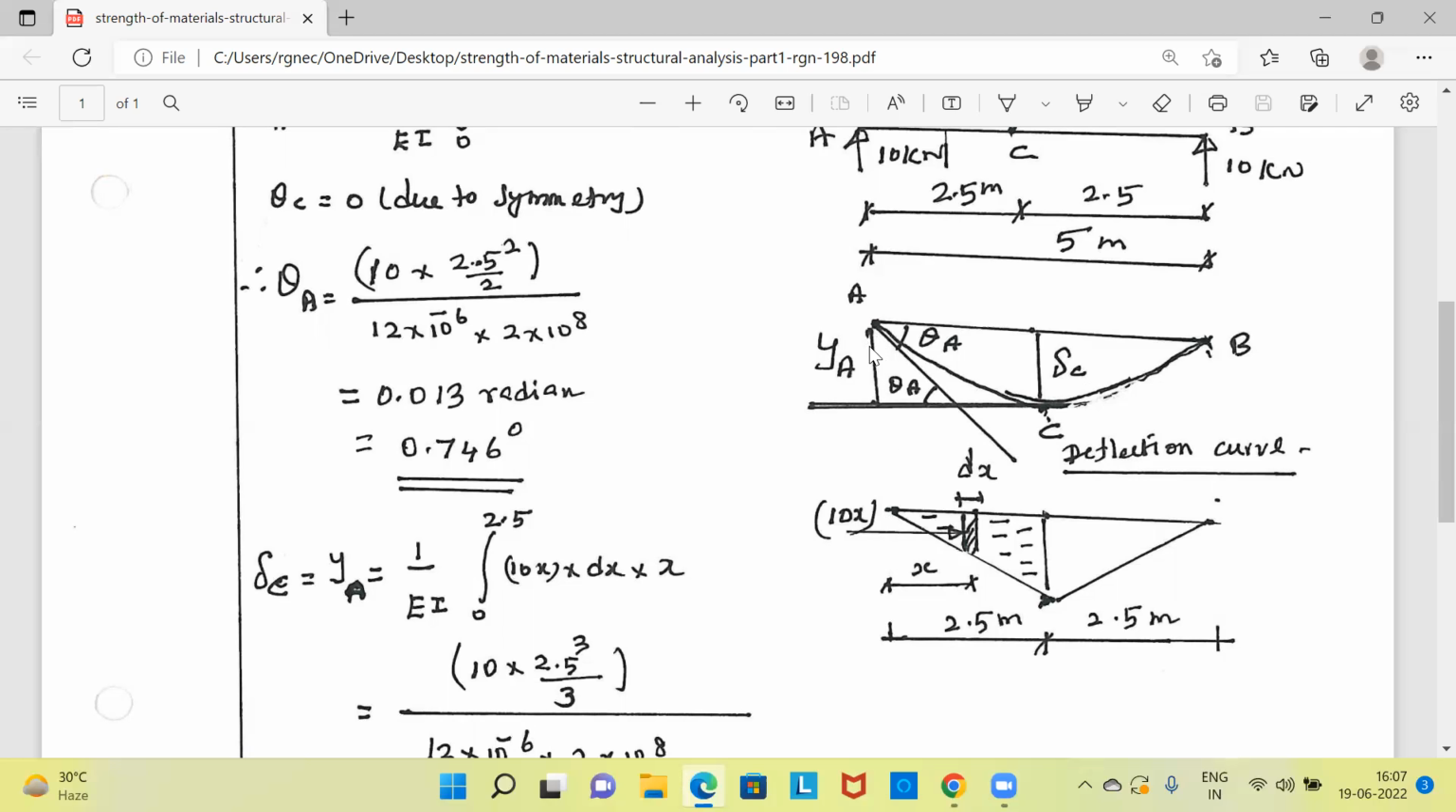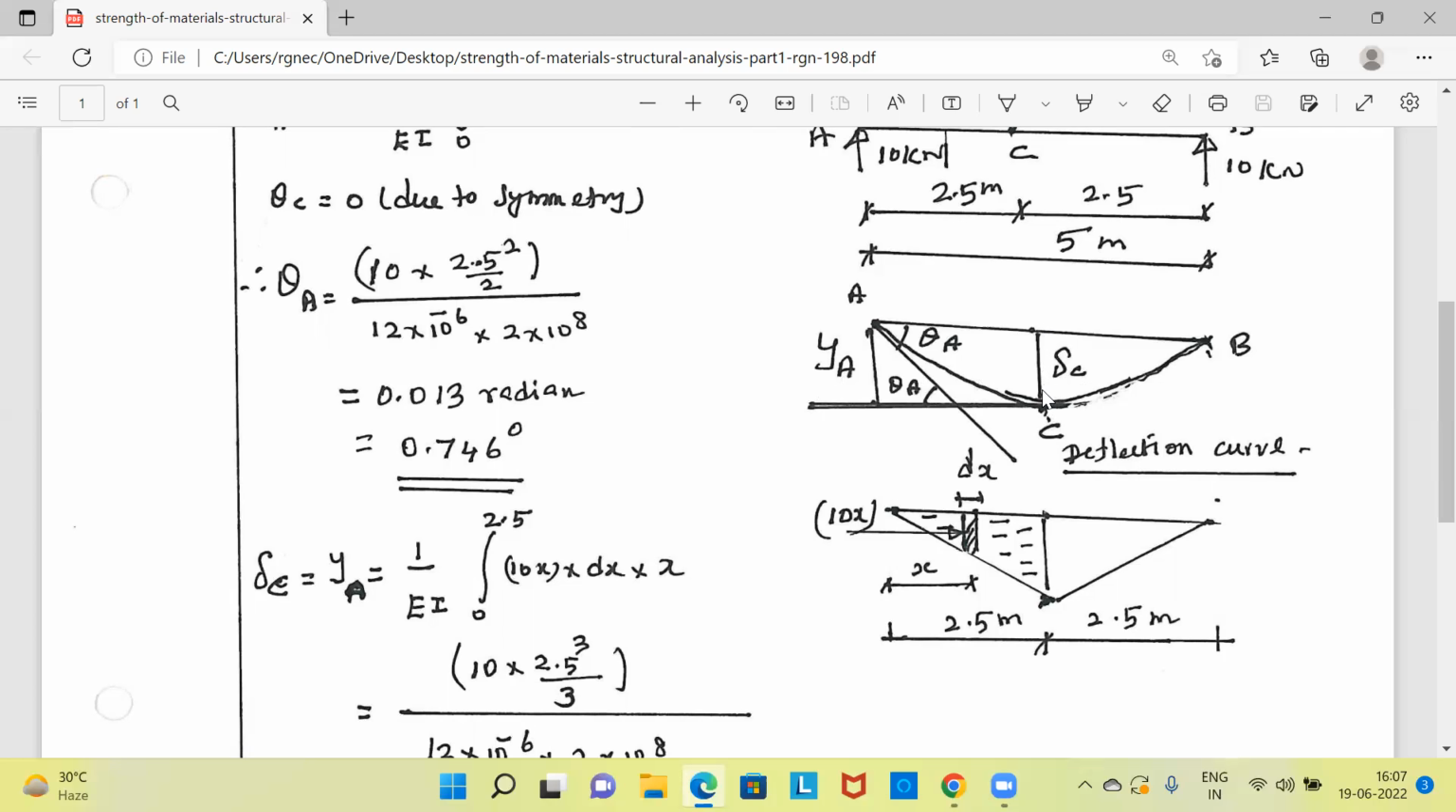Suppose you consider the points A and C. From A you have drawn one tangent. From C you have drawn another tangent. This is one tangent at A. This is one tangent at C. Drop one vertical. This is the vertical intercept between the 2 tangents. This is YA. And this YA happens to be equal to delta C, which is the deflection at point C.